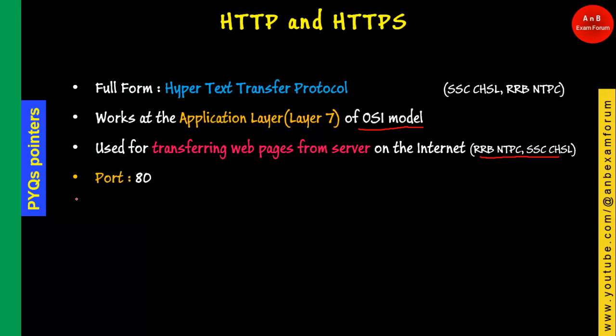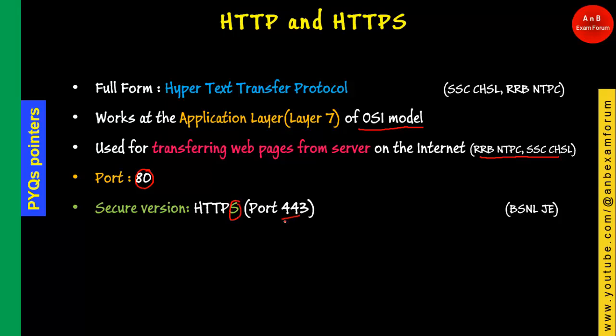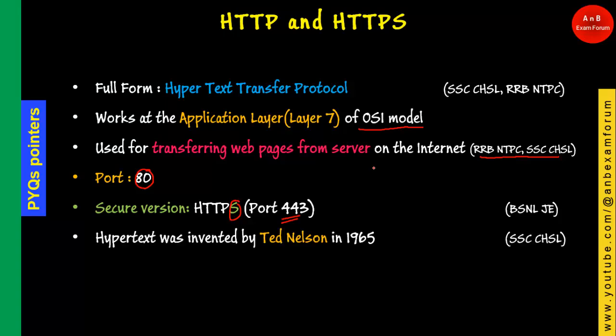And sometimes they can ask you the port number. HTTP basically operates at port number 80. Okay, just remember, a port is some number which is assigned to some process. Okay, so HTTP works on port number 80. And the secure version that I already told you, it is Hypertext Transfer Protocol Secure, S stands for secure, and it works at port number 443, and this pointer was asked in BSNL JE. Okay, so 443 is the port number for HTTPS, right?